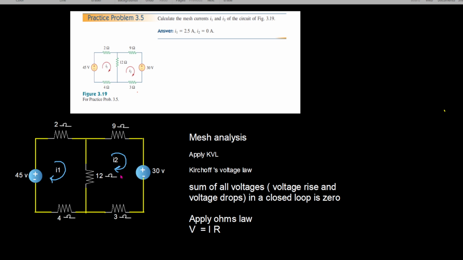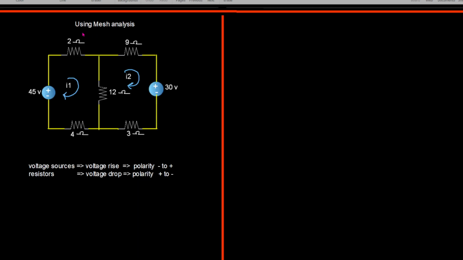So, this is the circuit drawn by us. We are going to use mesh analysis. And in this, what are all the things already marked in the problem itself, and what are all the things given? See here, we have the 45 volt voltage source and 30 volt voltage source available, and 2 ohm, 9 ohm, 4 ohm, 3 ohm and 12 ohm resistors given, and then this I1 and I2 currents are marked.